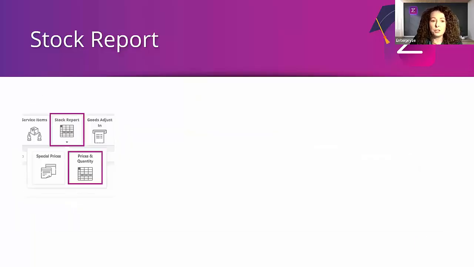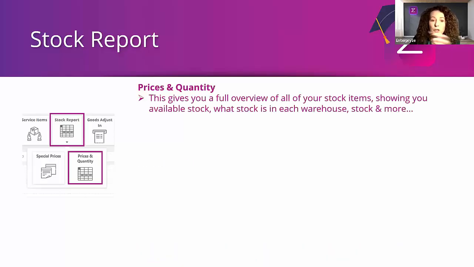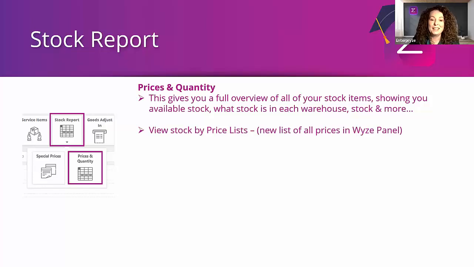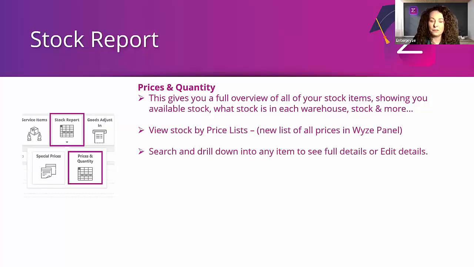Okay, so that's our special prices, and then prices and quantity. This is just a detailed view of your stock items on screen, where you can drill in to see the in-stock quantities, all the transactions relating to those in-stock quantities, the committed stock, on order, the free stock, by warehouse, by price list, the average cost, all of the above, lots of different things.